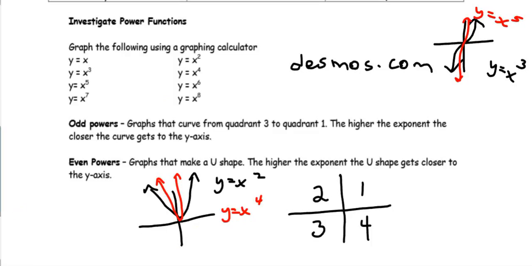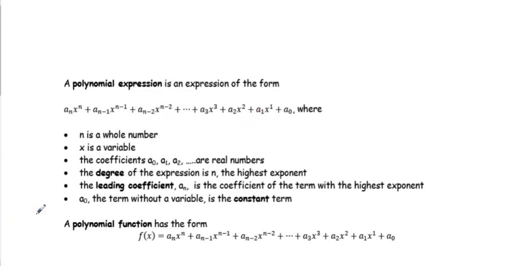Okay, let's move on. I think that's the bottom of this page. So a polynomial expression is an expression of the form a_n x to the n plus and so on. That looks complicated, but all it means is that you might have something like 4x cubed minus 3x squared plus 1. That satisfies that criteria. You don't have to have all of the terms. You don't have to have exponents descending in order down. You can skip some.